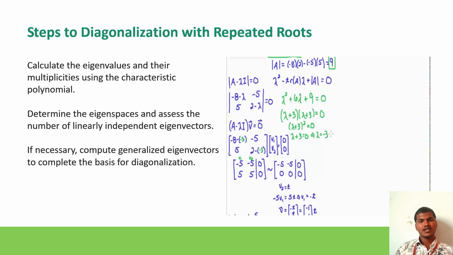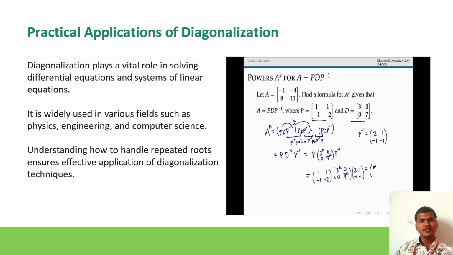Steps to diagonalization with repeated roots. Calculate the eigenvalues and their multiplicities using the characteristic polynomial. Determine the eigenspaces and assess the number of linearly independent eigenvectors. If necessary, compute generalized eigenvectors to complete the basis for diagonalization.